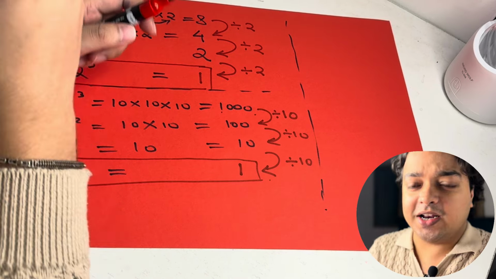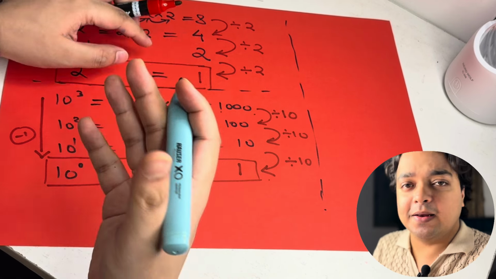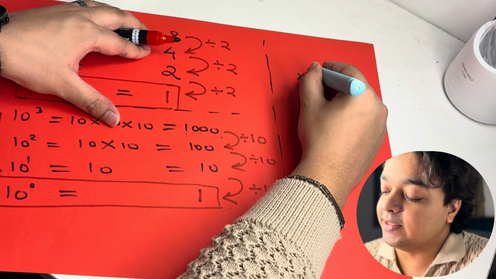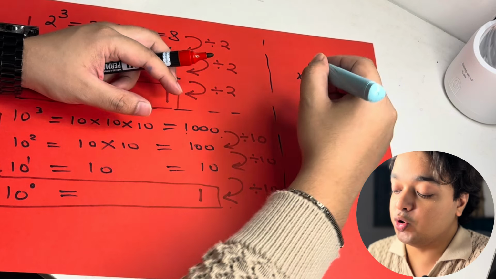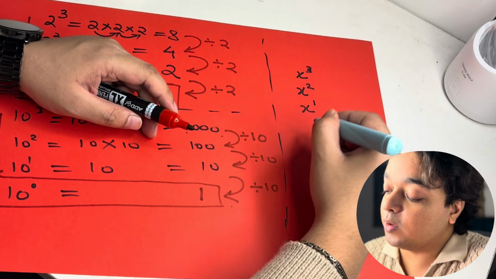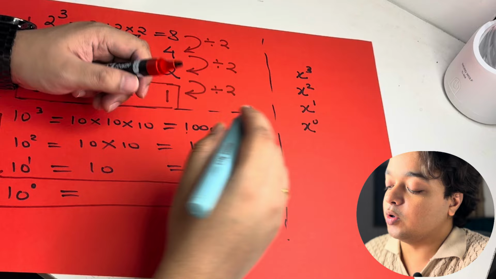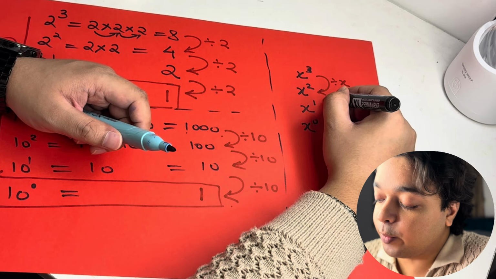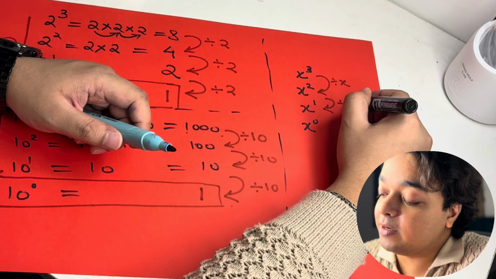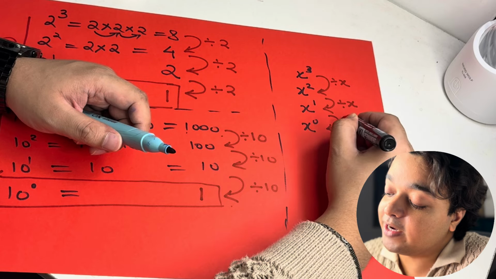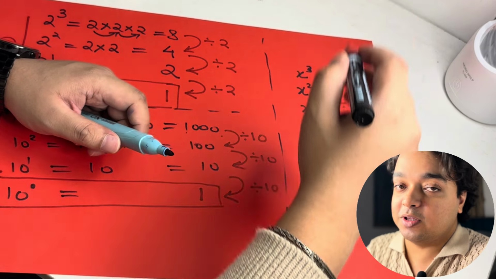What if we generalize this for any number? Let that any number be x. X raised to the power 3, which is also called x cube. Then comes x squared, then x raised to the power 1, and then x to the power 0. X cube when divided by x equals x squared. X squared when divided by x equals x to the power 1. X to the power 1 when divided by x is x to the power 0.